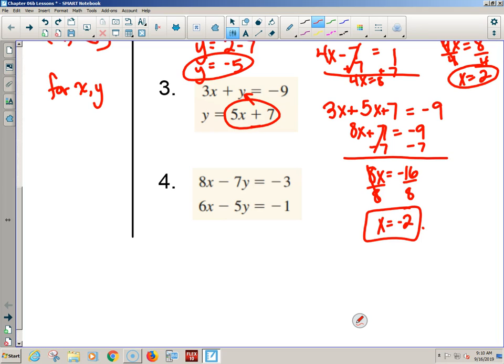Well, see how these are the same? The y and the y. Since there's a y here, I can say, who are you, y? Oh, there you are. Y is... Remember, every equation is really a sentence. So 3x plus y is negative 9, and y is 5x plus 7. So if that's who y is, this is his identity, his equation, his expression. I can actually say, okay, y, I know who you are.